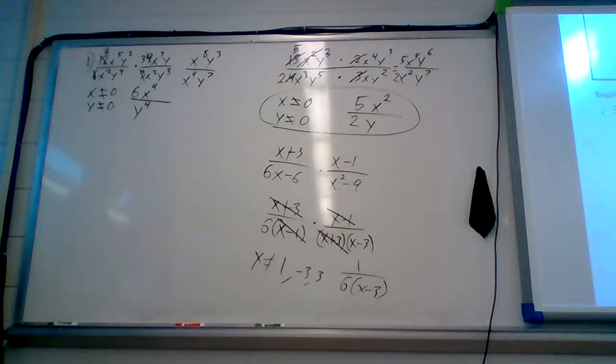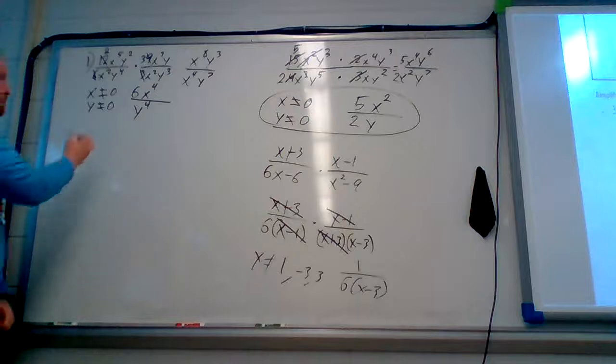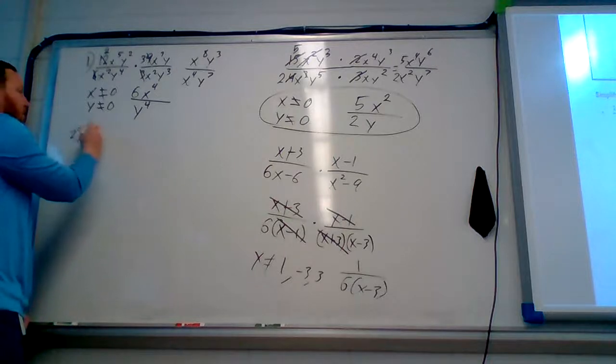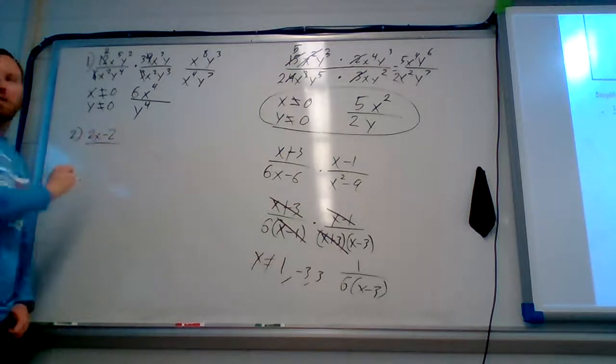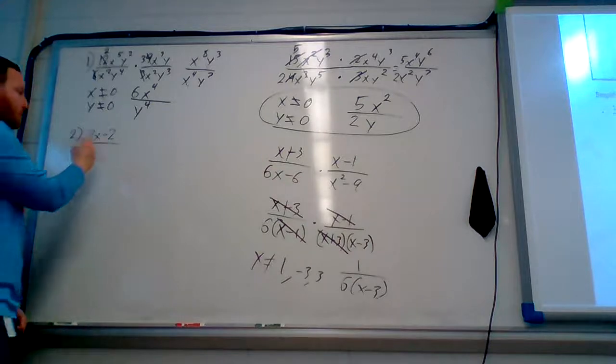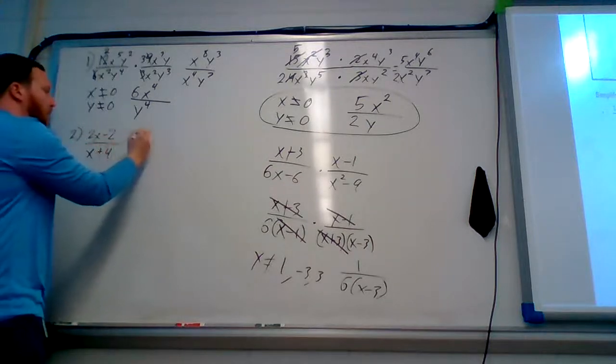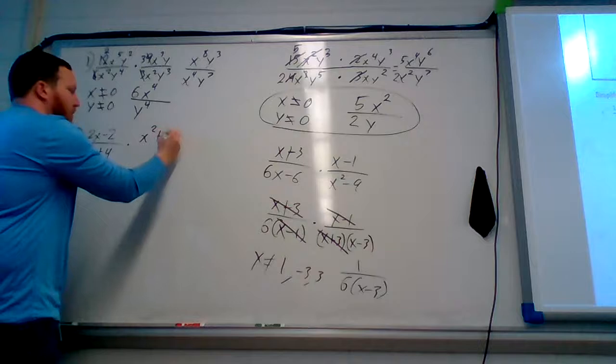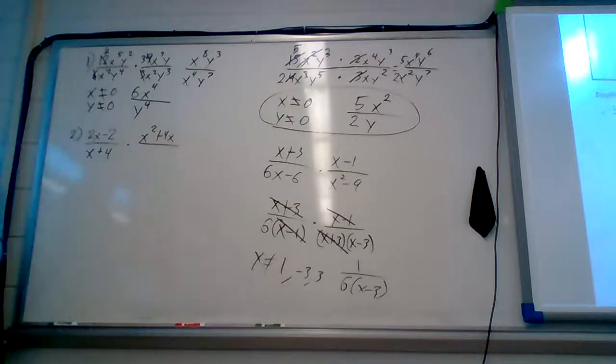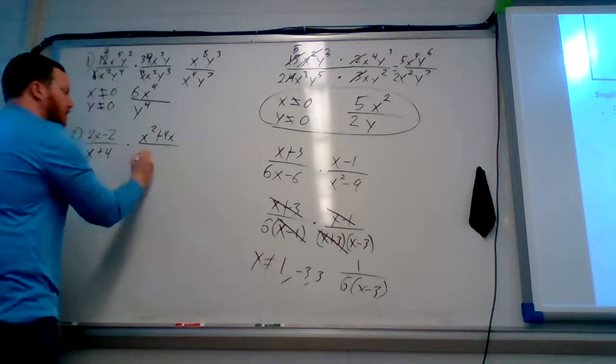We want to do 2 or 3? 2. Yeah, number 2. So x minus 2 divided by x plus 4 over x squared minus.